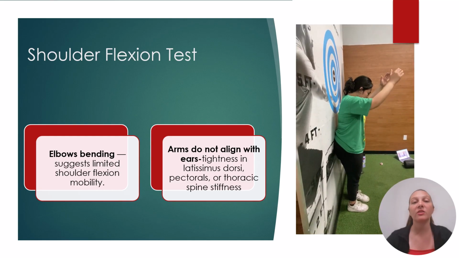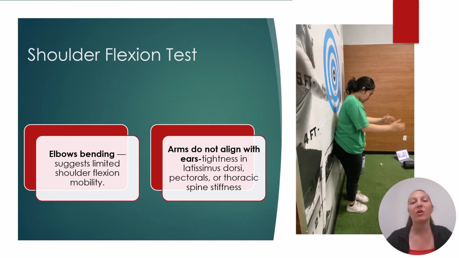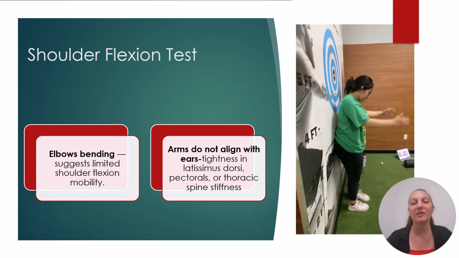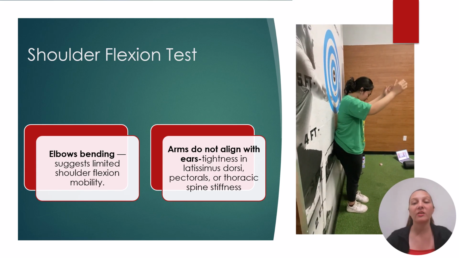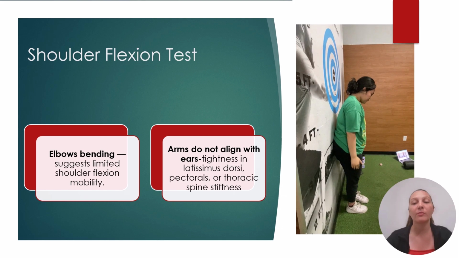The key things to look for include that the arms cannot reach overhead to align with the ears, which is what we are currently seeing here. She has a really hard time bringing those hands all the way over her ears. This is indicating a tightness in the latissimus dorsi, pectorals, and thoracic spine stiffness.